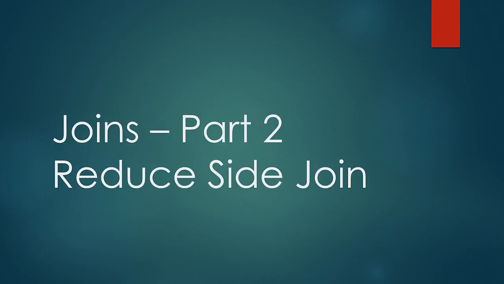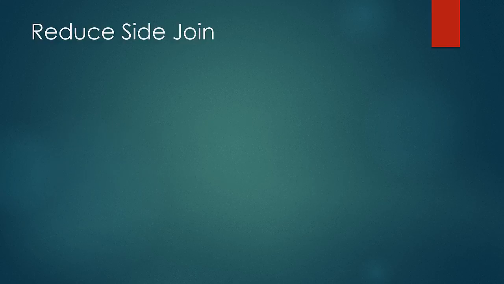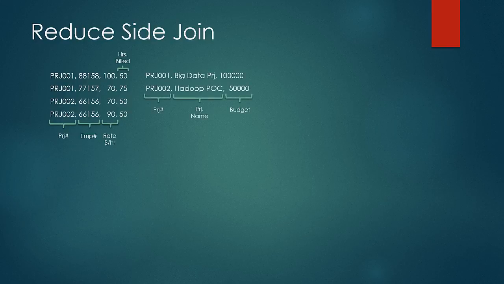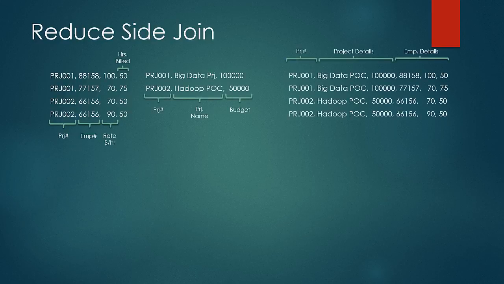Welcome to a new lesson. In this lesson, we will understand how reduce side join is designed in the MapReduce framework. To understand the joins between the two datasets, we would again take the same input datasets as we had discussed in the last lesson and try to achieve the same result.